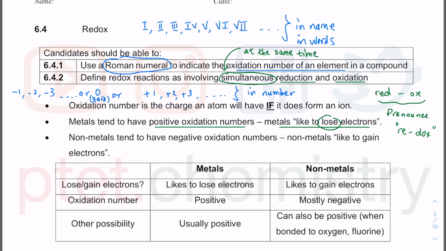Non-metals, on the other hand, are found on the right-hand side of the periodic table. They like to gain electrons in order to complete the outer shell configuration, to achieve the noble gas fully filled outer shell electronic configuration. As a result of gaining electrons, which are negatively charged, non-metals like to have a negative oxidation number because they are more likely to form ions. Therefore, that atom will have a negative oxidation number.